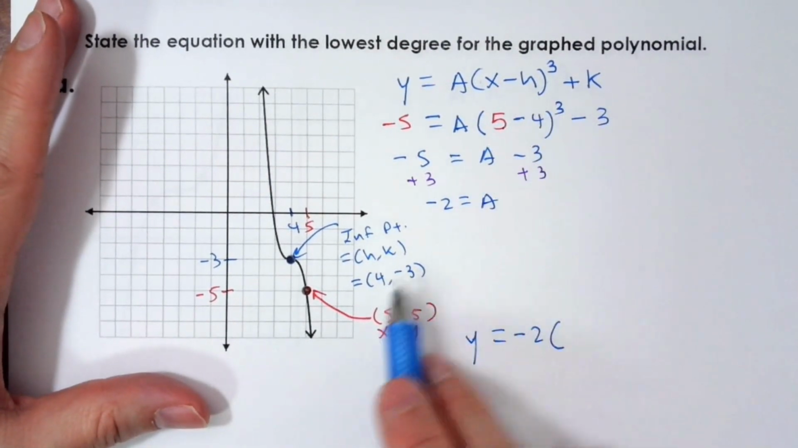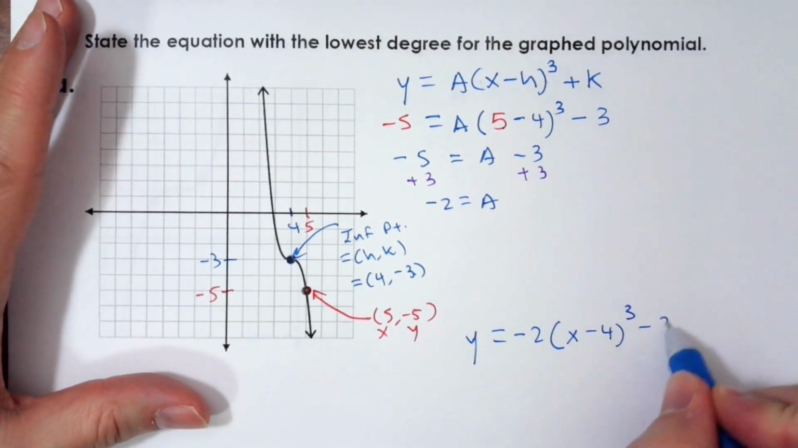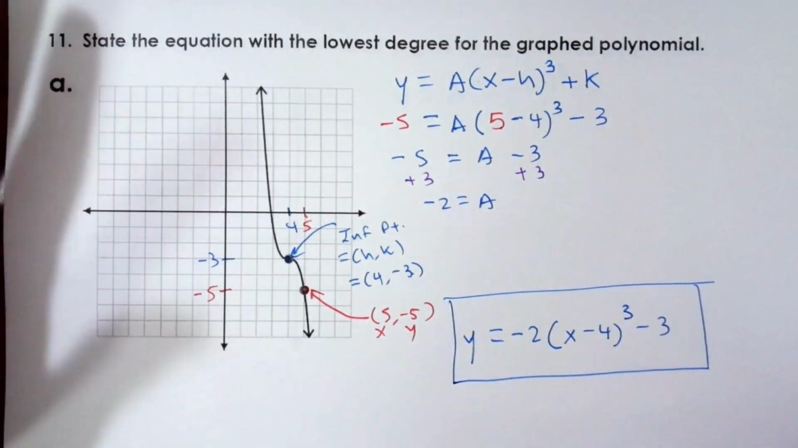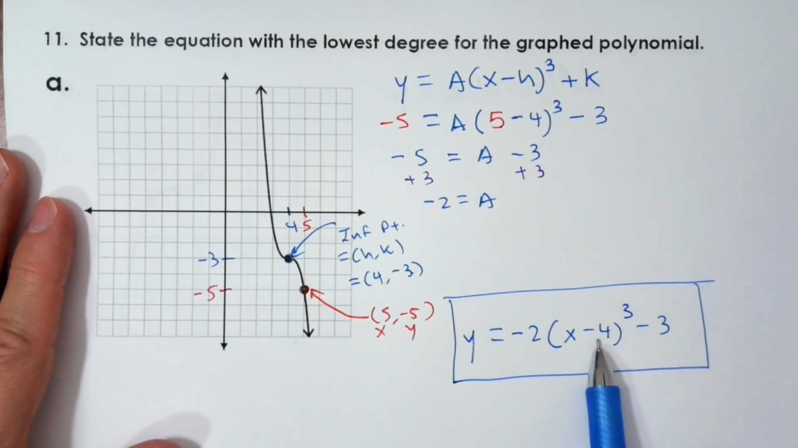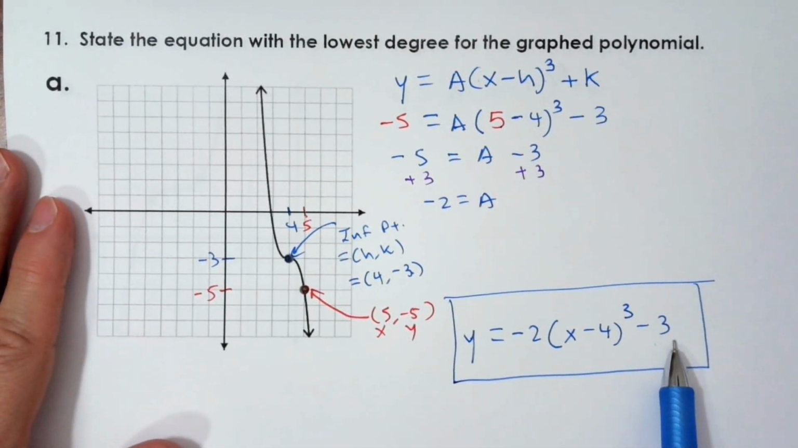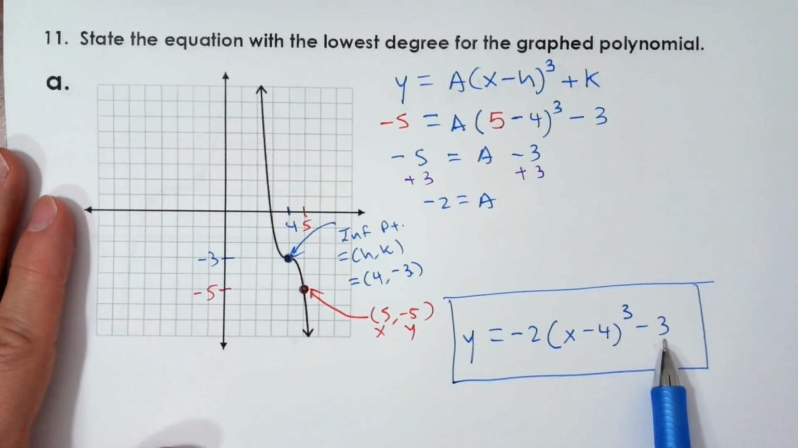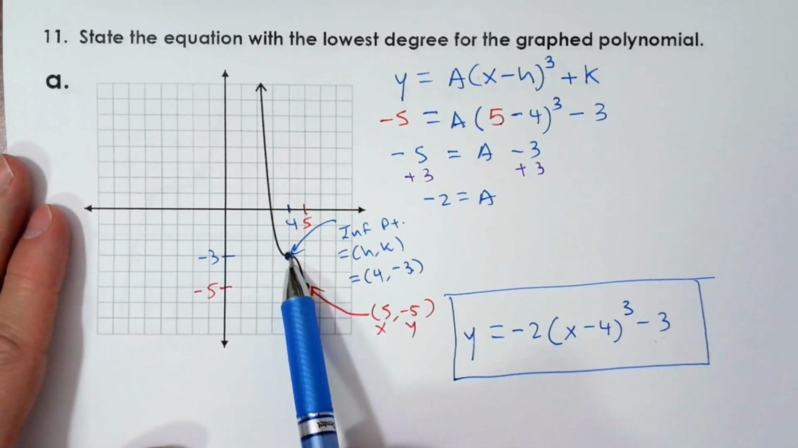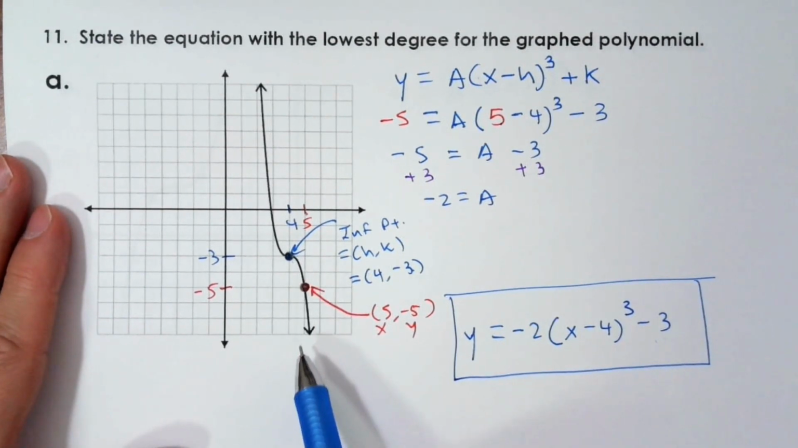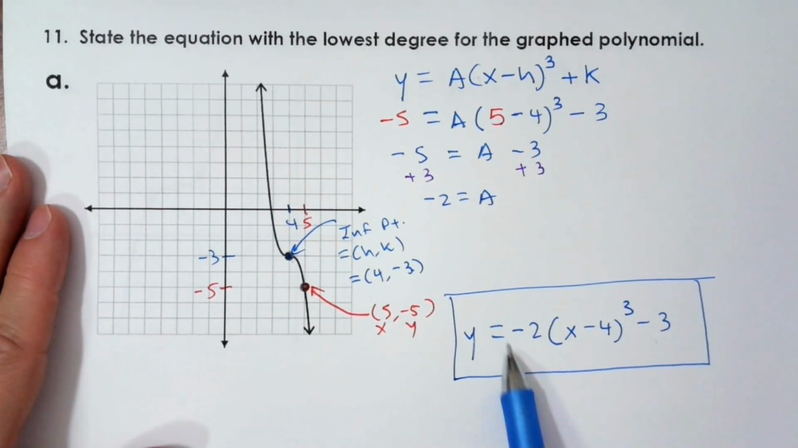-2 times x minus h, x minus 4, cubed minus 3. Which really fits the graph, because we have an inflection point at 4, -3. You also can think of it as transformation, shift 4 to the right, shift 3 down, as compared to the parent function y equals x cubed. And instead of over 1 up 1 like with the parent function, we have over 1 down 2, down 2.